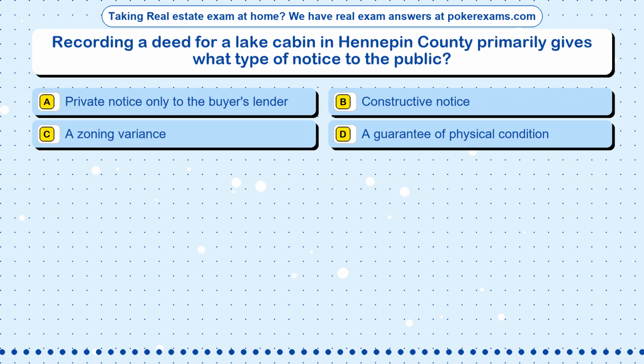Question 74. Recording a deed for a lake cabin in Hennepin County primarily gives what type of notice to the public? Option A. Private notice only to the buyer's lender. Option B. Constructive notice. Option C. A zoning variance. Option D. A guarantee of physical condition.